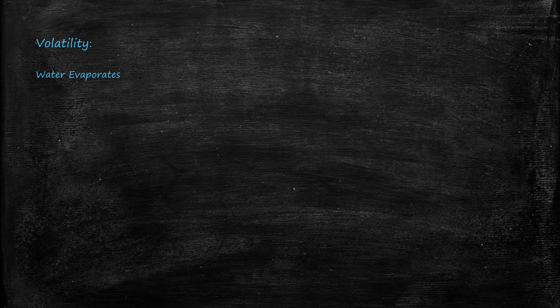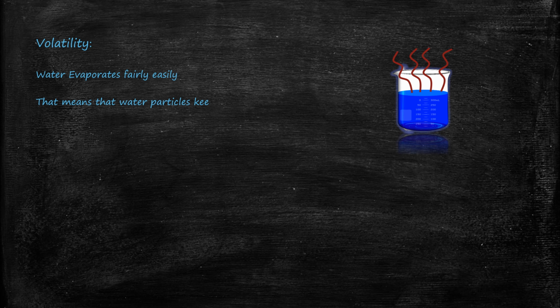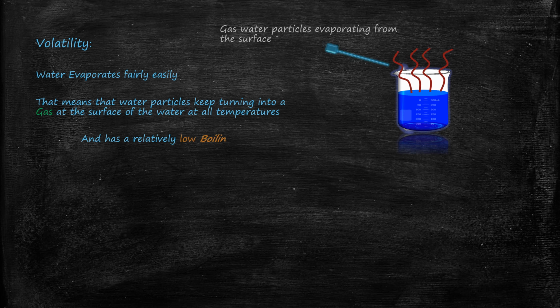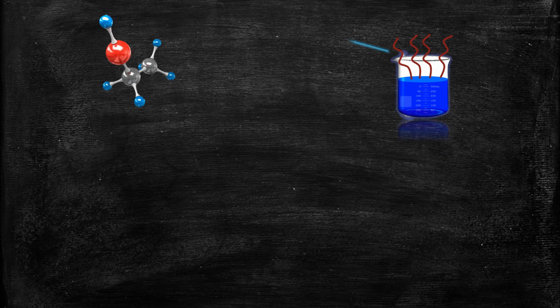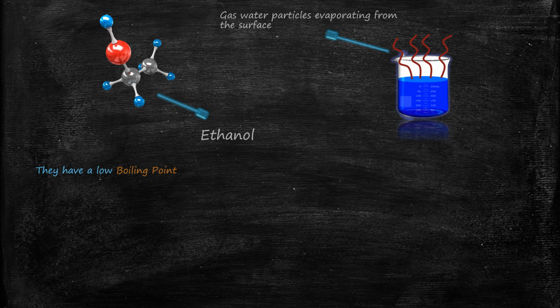Water evaporates fairly easily, which means that water particles keep turning into a gas at the surface of the water at all temperatures as we mentioned earlier, and has a relatively low boiling point, which is 100 Celsius. Ethanol also has a relatively low boiling point, which is 78 Celsius. The only reason that I mentioned those facts about water and ethanol is to state that they have a low boiling point. That means that the particles at the surface evaporate easily.